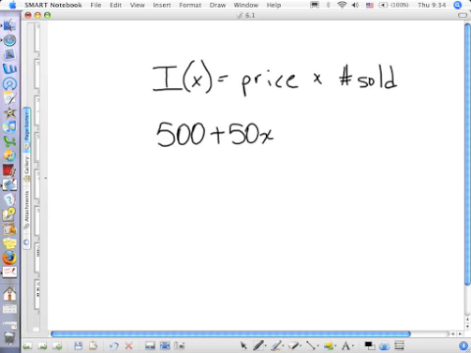Okay. Let's say right now at $500, I'll do a big number. We're selling 10,000 TVs. So now let's figure out how many will be sold. Okay, and let's say for each $50 increase, we're going to lose 100 TVs. We're going to lose 100 sales.